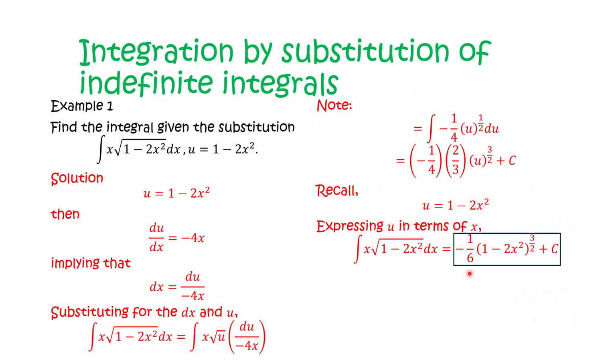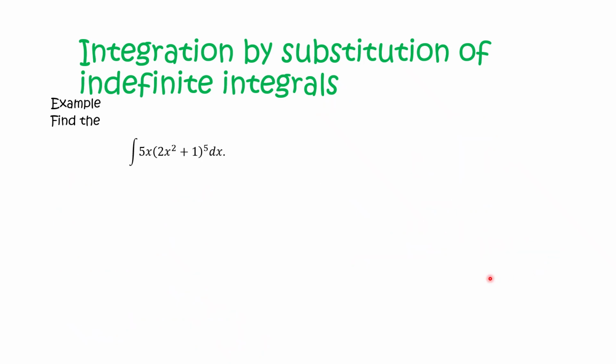So in doing that, we are going to have our final answer as minus 1 over 6 times 1 minus 2x squared, all raised to the power 3 over 2 plus c. That will be our final answer. Let's take a look at example 2.